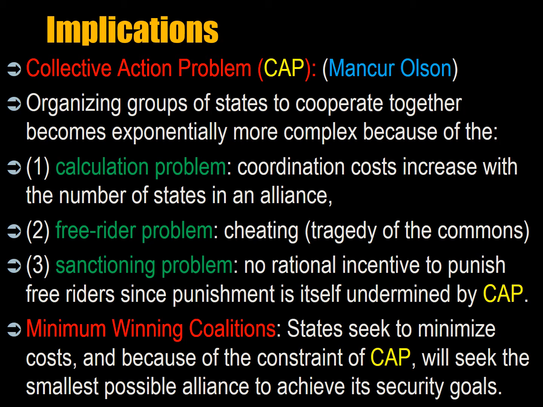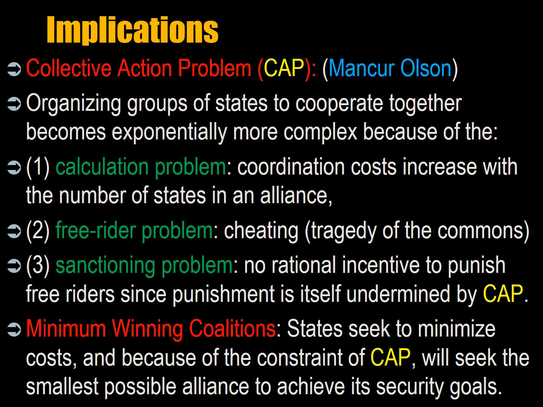The second issue is the free rider problem. This is the problem of cheating. Countries are going to join an alliance and not pay, but they're going to get the benefits. This is also captured by the tragedy of the commons, where you have a group of countries cooperating over the distribution of a common good, but then they abuse that good.